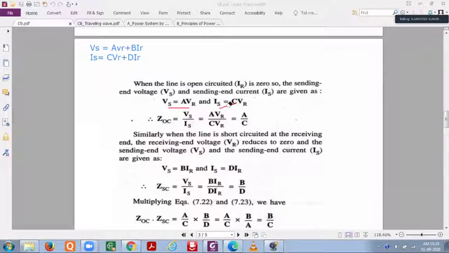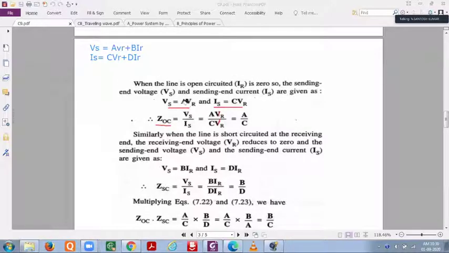If I take the ratio of Vs and Is, what will I get? What is the V by I ratio? Impedance, right? IR is 0 means what? It is nothing but open circuit. So now I can write the Vs by Is ratio, which is nothing but AVR by CVR. VR gets cancelled, right? And I can give a name for that: open circuit impedance.